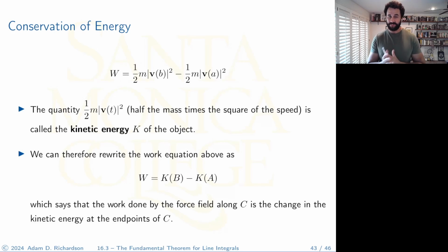All right. Now, what is this? We just showed that the work done is equal to this value here. And the quantity that you're seeing in these two terms, half the mass times the square of the speed, that's what's known as the kinetic energy K of the object. So physicists and engineers, maybe you recognized this before we even got there. That's the kinetic energy. We can denote it by K. And so we can rewrite this work equation as the work done is the kinetic energy at B minus the kinetic energy at A. There we go. So that's the work done by the force field in moving an object along C. So it's the change in the kinetic energy at the endpoints of C.